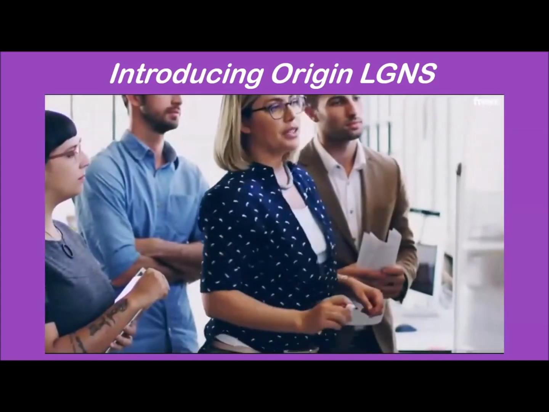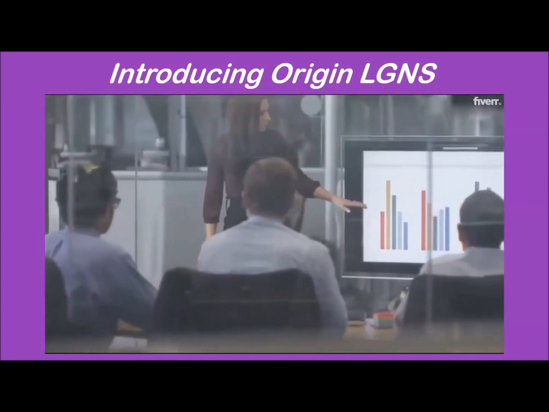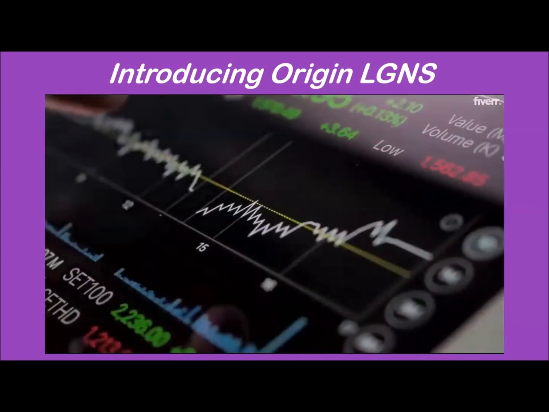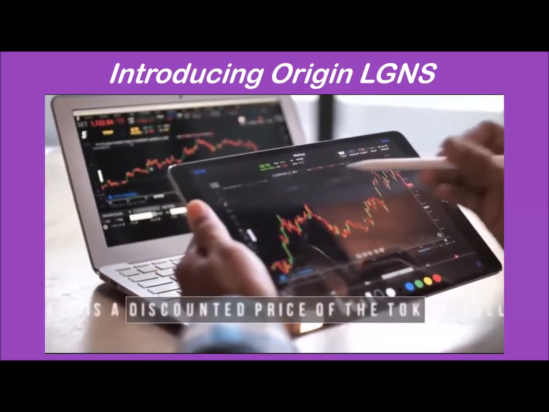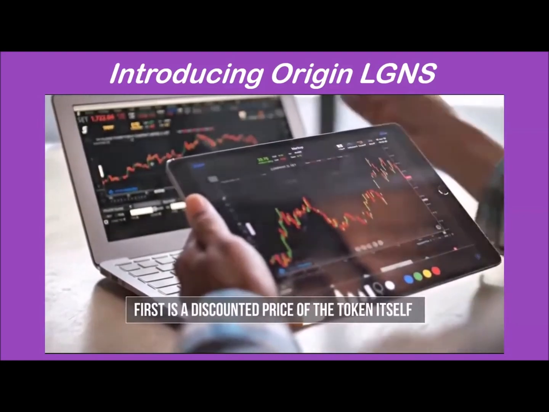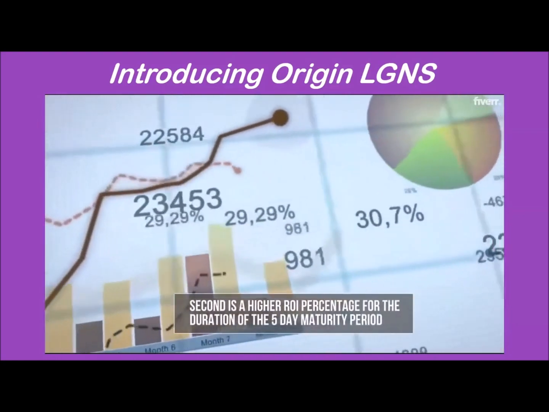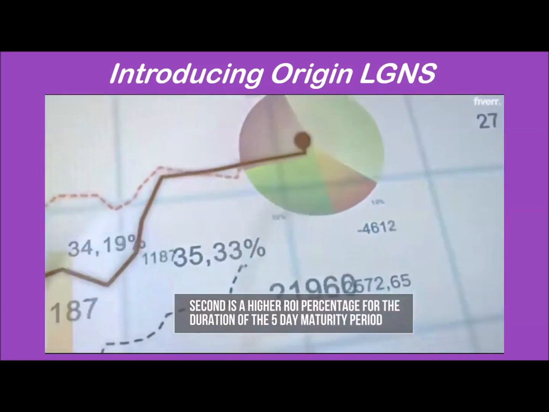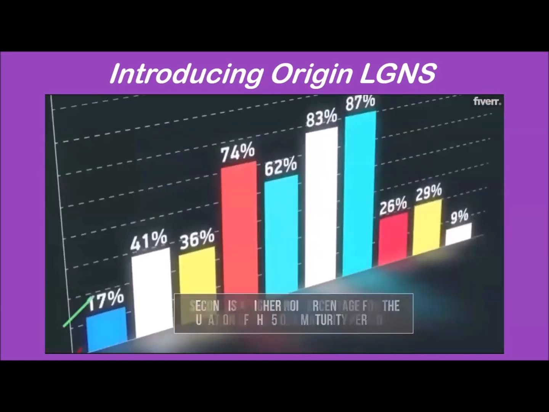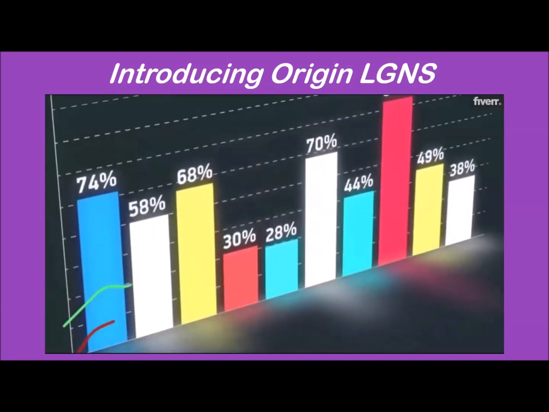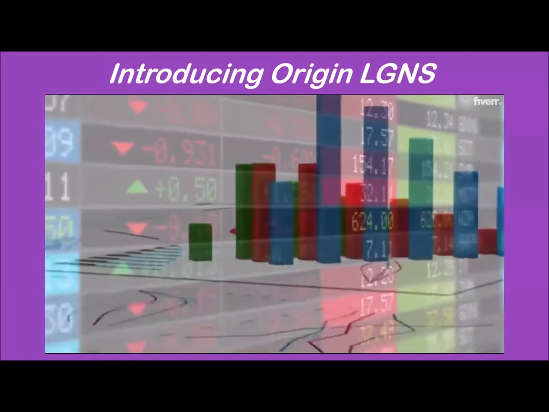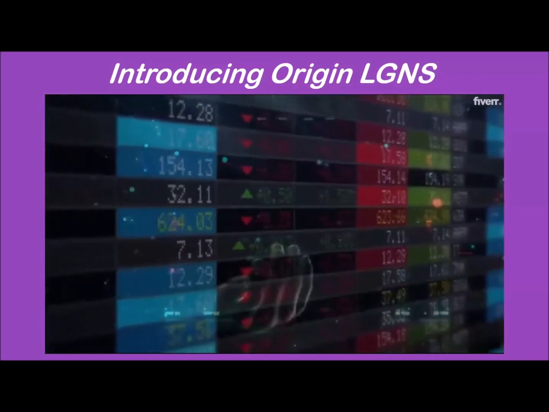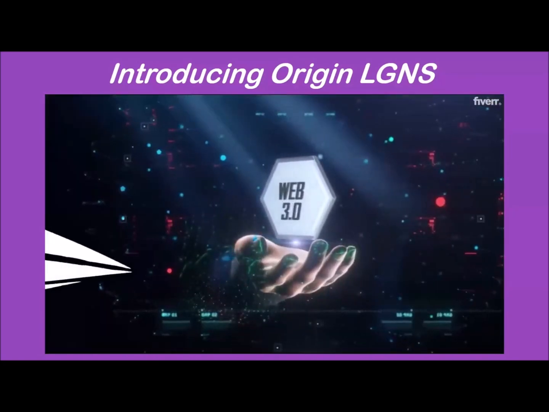Bonds are a way to control the inflation and deflation of the LGNS token. You can purchase a variety of bonds and benefit in 2 ways. First is a discounted price of the token itself, and second is a higher ROI percentage for the duration of the 5-day maturity period. The bond rates are always changing due to supply and demand, and this creates a fun factor to keep on the lookout for the best rates for the most benefit. All done in the safety of your secure Web3 back office.